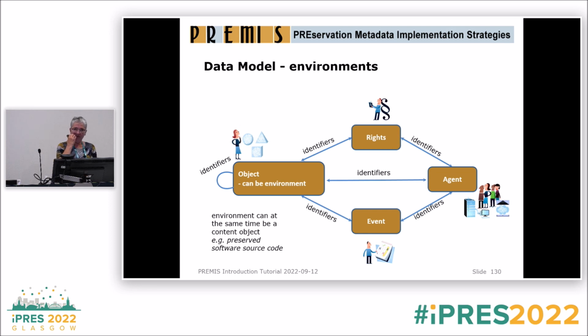You could say, why don't have environment as its own entity? And we actually tried that, and that did not work well because an environment is an object in itself. Because you also have to get metadata about this environment. Therefore, we see it as an object can also be an environment, not as type, but as something you describe and then use as an environment.